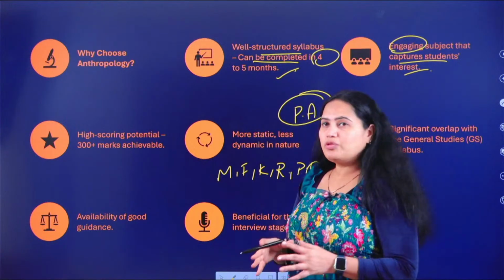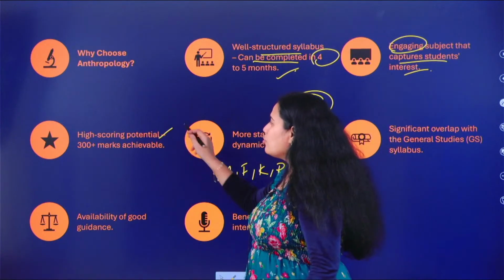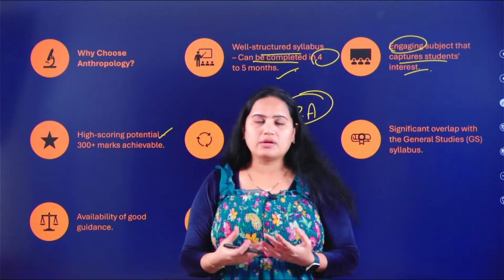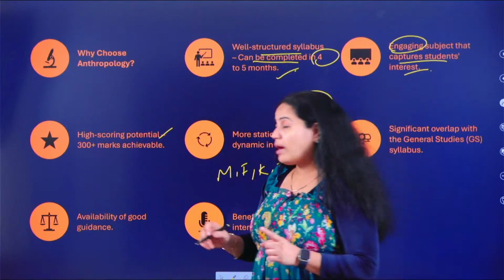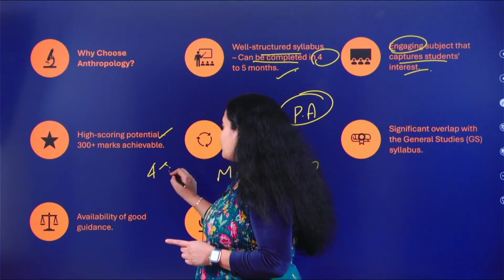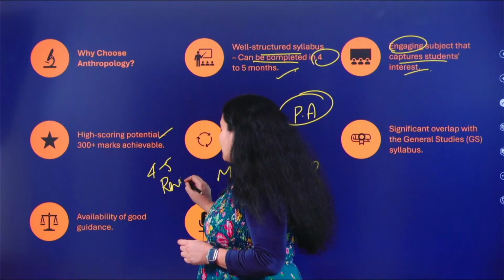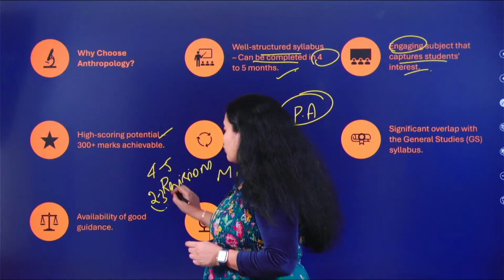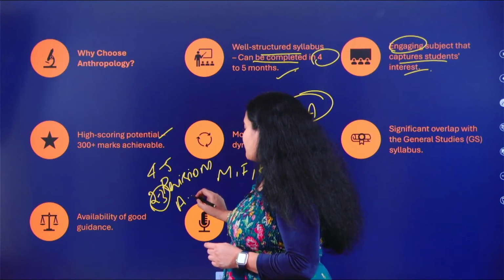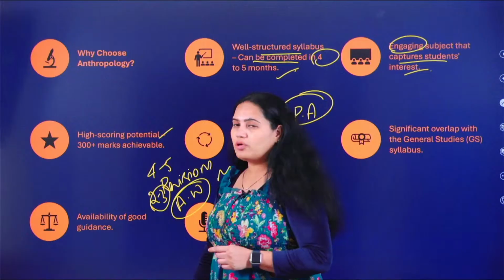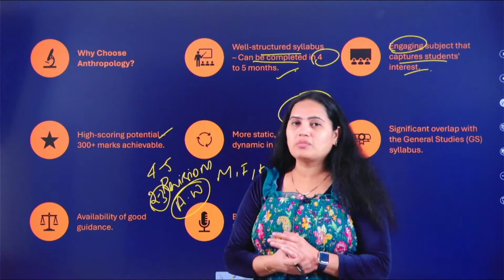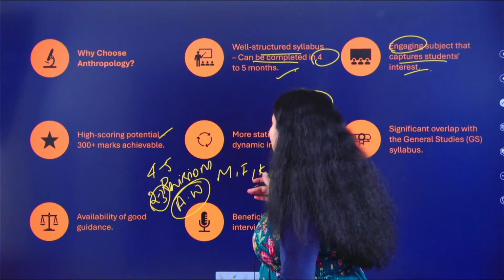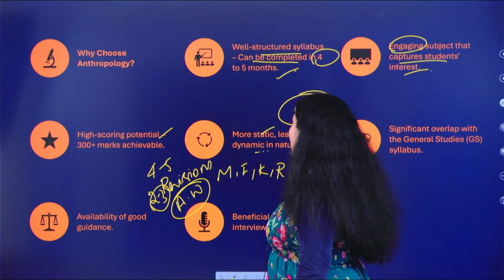There are so many things which keep you interested. That is the beauty of this particular subject, and it has very high scoring potential. You can score up to 300 plus, provided you complete the syllabus within 4 to 5 months and give minimum 2 to 3 revisions, and then answer writing practice. Answer writing practice is extremely important. If you fail to practice answer writing, then forget about getting into the service. It is also more static and less dynamic in nature.